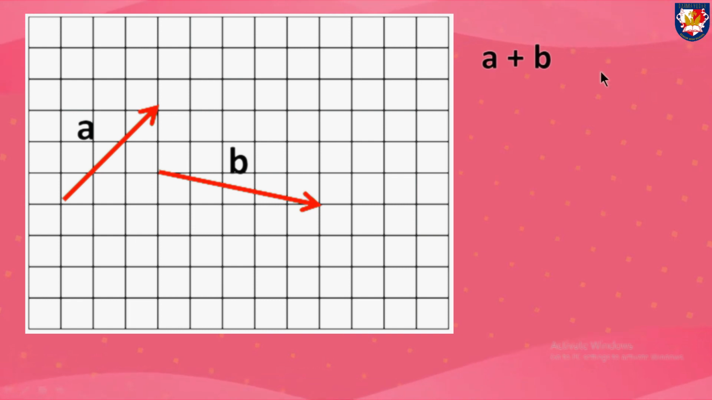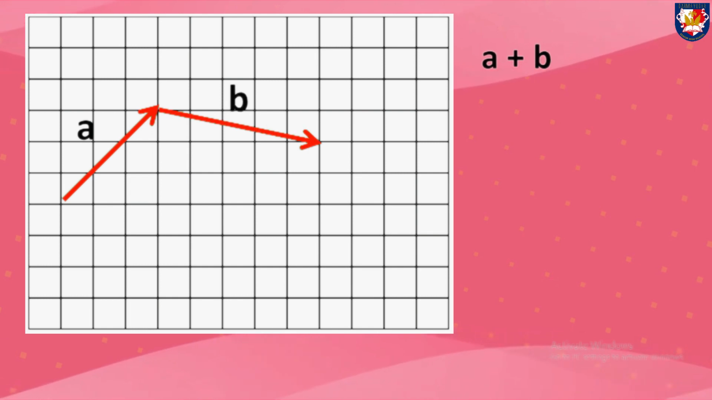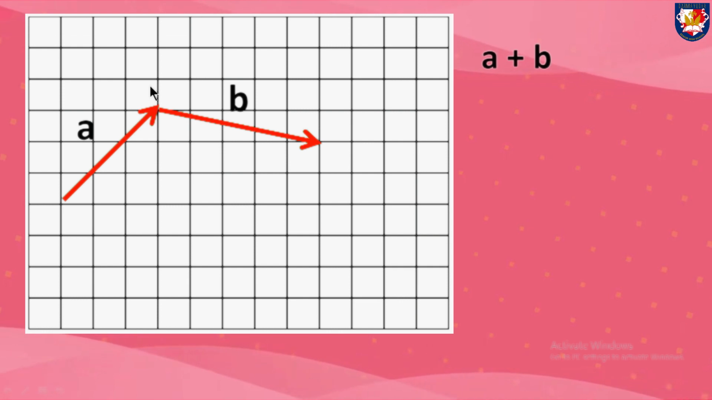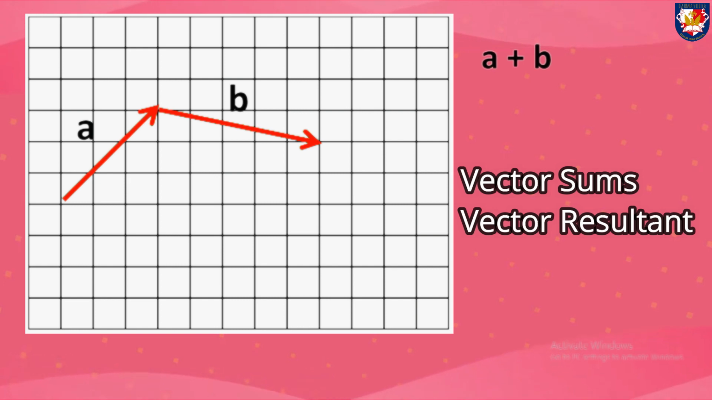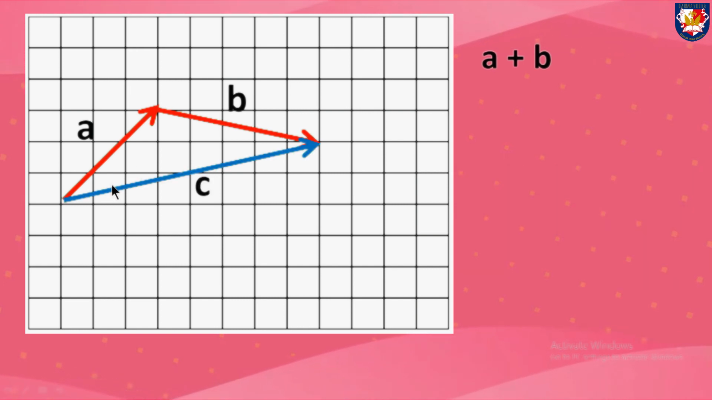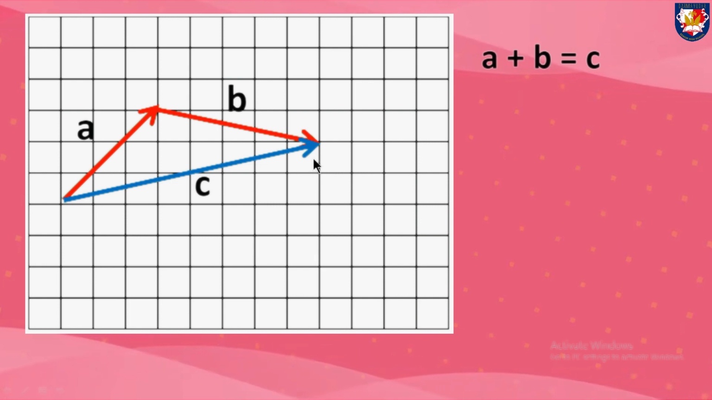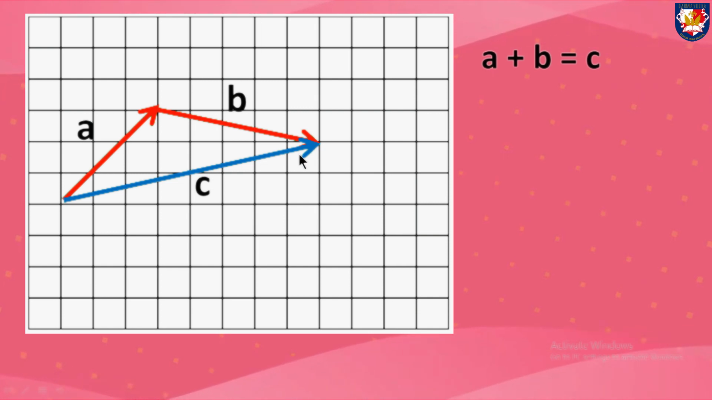The first way to find it is to move factor B so that the initial point of factor B meets the terminal point of factor A. So the sum of factor A and B is what you call the resultant. Let's say this factor is factor C. Factor C starts from the initial point of factor A and ends at the terminal point of factor B. Factor C is what you call the resultant factor of A plus B.